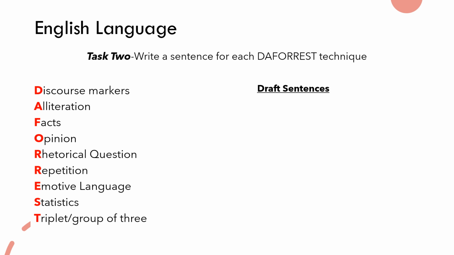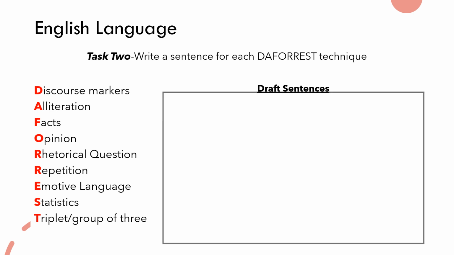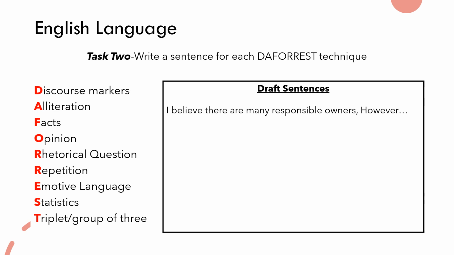If you are going to do a plan, then a good thing to do is just to come up with a few draft sentences, and you can do things like this. If we have a look at each example, I want you to think what DeForest technique is being used. For the first one, for example, "I believe there are many responsible owners, however." One or more of the DeForest techniques would have been used in that example. We can see there, because they're saying I believe, I think, I feel, it would be an opinion.